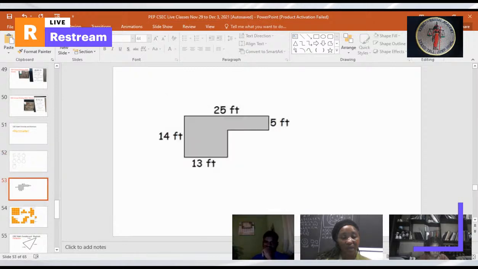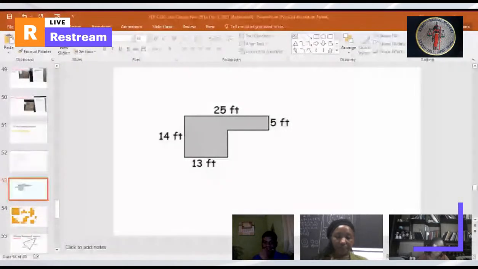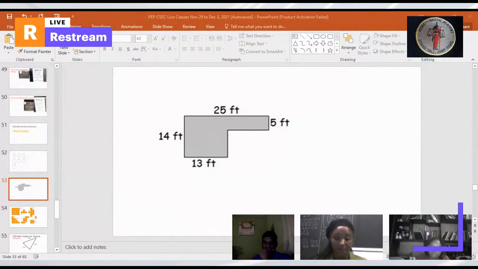So this shape that you're looking at here, what's the name of that shape? Does it have a name? No name? It's an irregular polygon. It's an irregular polygon.